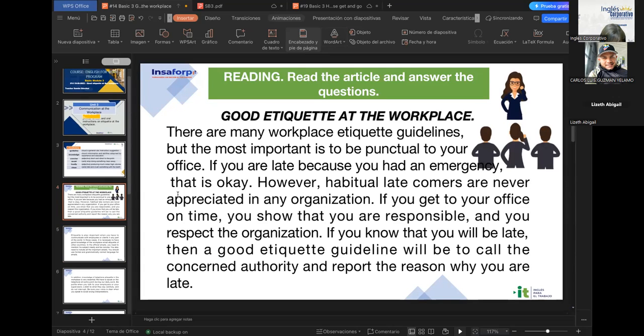If you get to your office on time, you show that you are responsible. These little things show you are responsible when you keep your work schedule; if you are going to arrive late, you should let them know or notify them. Ajá, you make a phone call.